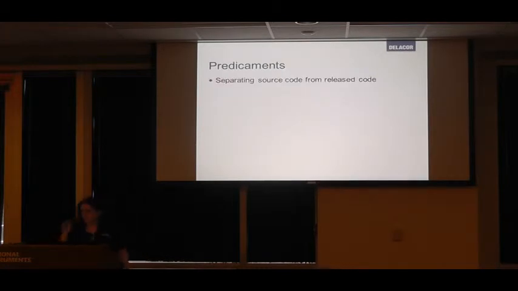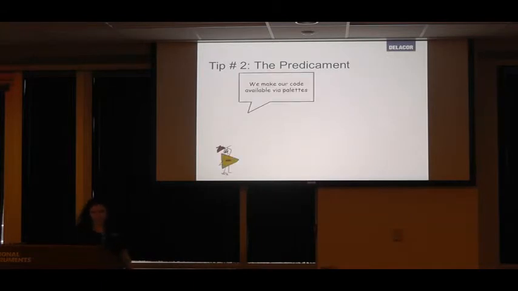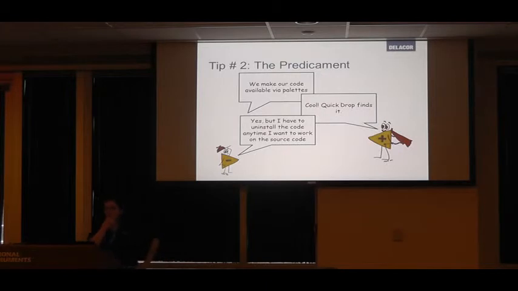So, the predicaments. You want to separate source code from release code. You want to manage versions and manage the release process. So, predicament number 2: we make our code available via the palettes. Oh, cool, QuickDrop finds it, right? Once you have a palette. Yes, but I have to uninstall the code anytime I want to work on the source code.